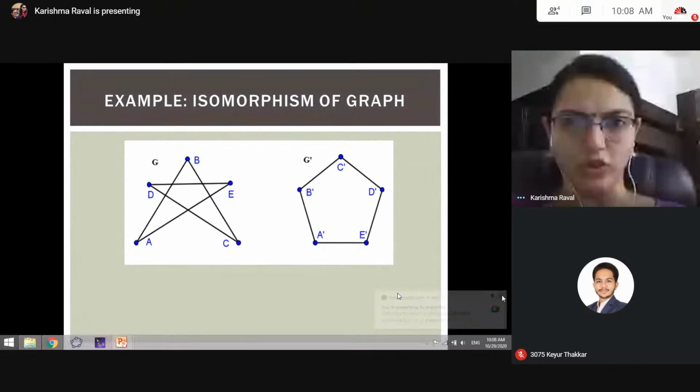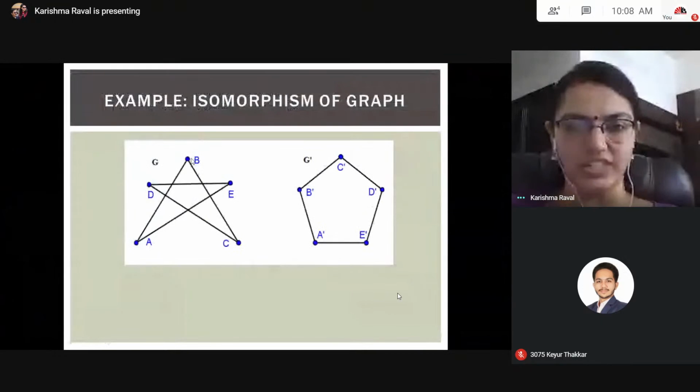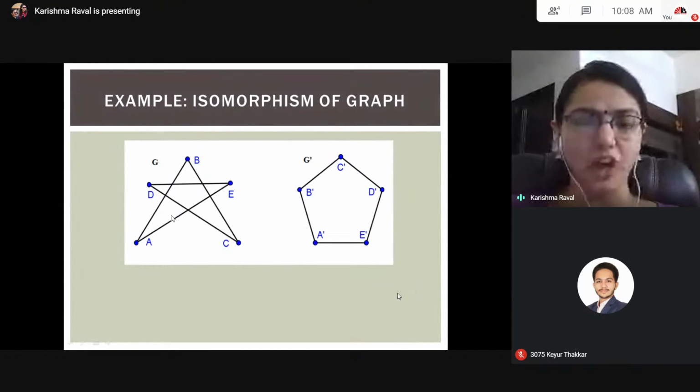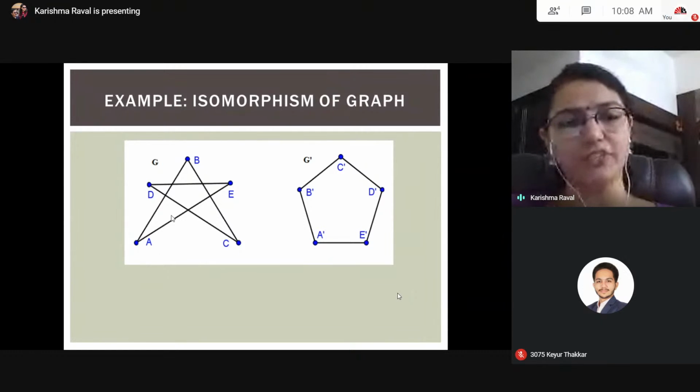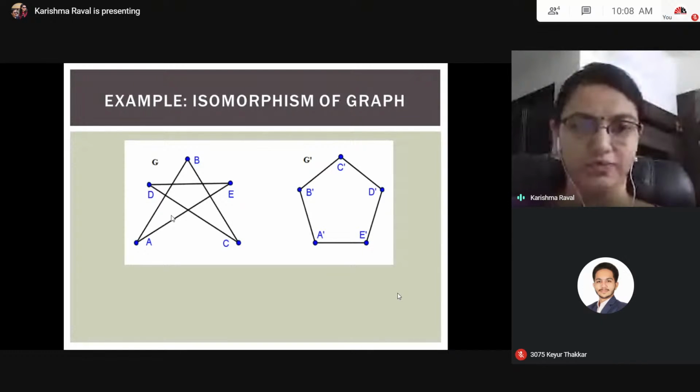I was explaining the isomorphism of graphs. We have two graphs G and G dash. Now we want to check whether they are isomorphic to each other or not. How do we check it? First, we count the number of vertices, whether they are the same in both graphs or not. In G we have 5 vertices and in G dash also 5 vertices. The next step is to check whether the number of edges is the same. In G there are 5 edges, and in G dash there are 5 edges. So two conditions are satisfied.